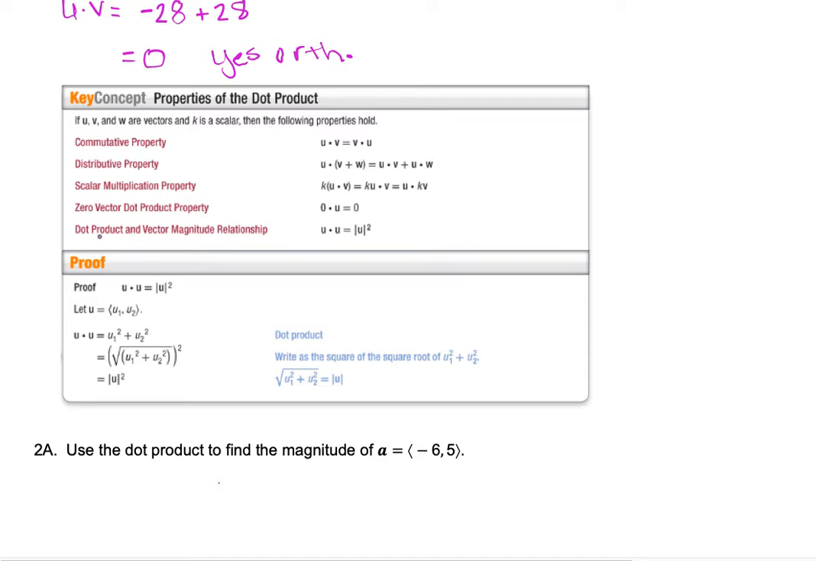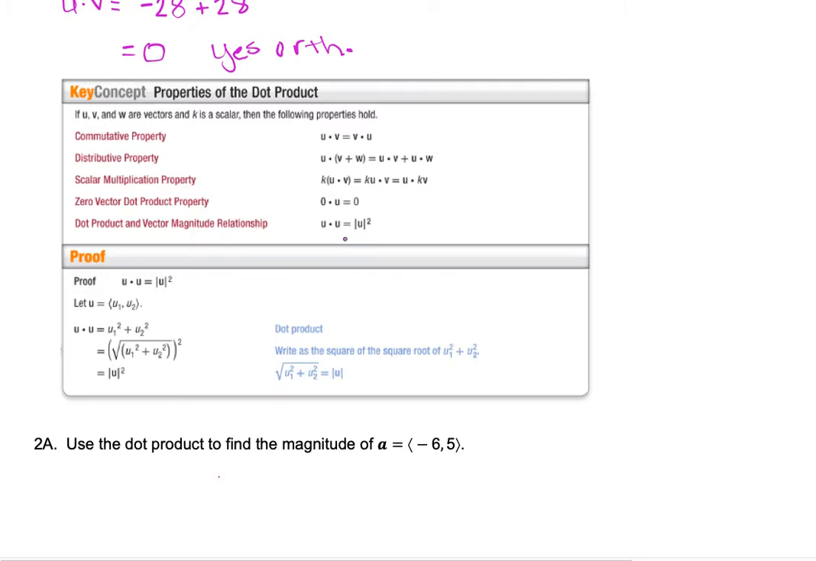So now we're going to look at the dot product and vector magnitude relationship. So if you have a vector, u, if you dot product it to itself, that's the same thing as the magnitude of it squared. So if I found the dot product of a vector upon itself and then took the square root of it, I would have the magnitude. That's what we'll do for the next couple examples.